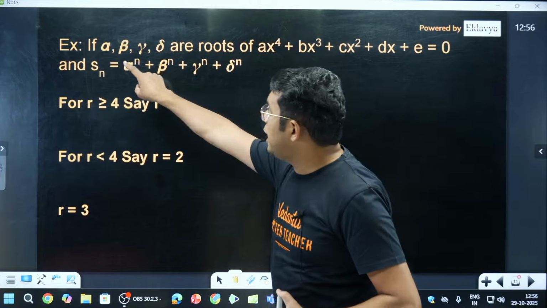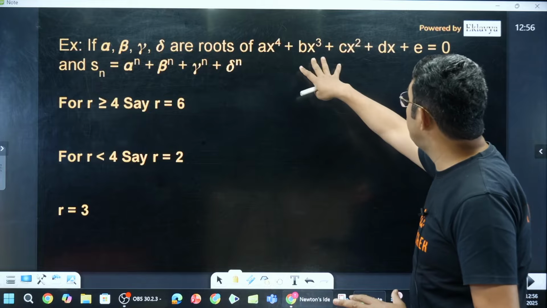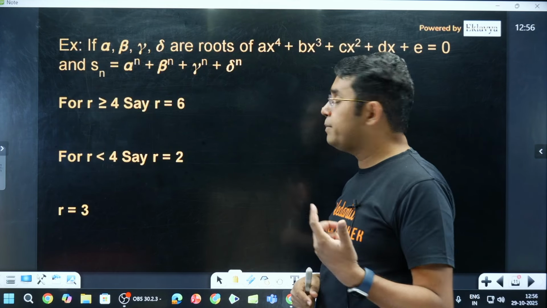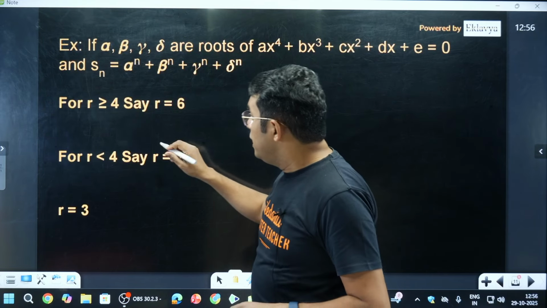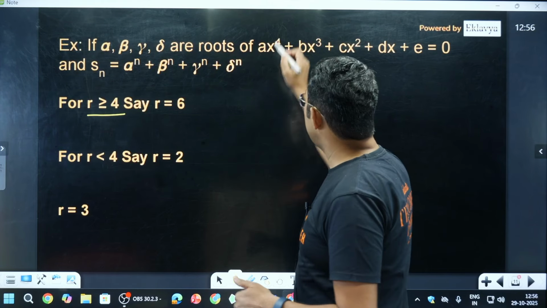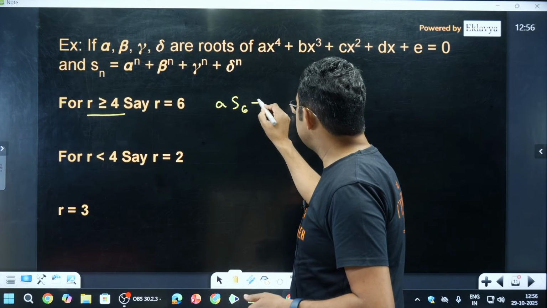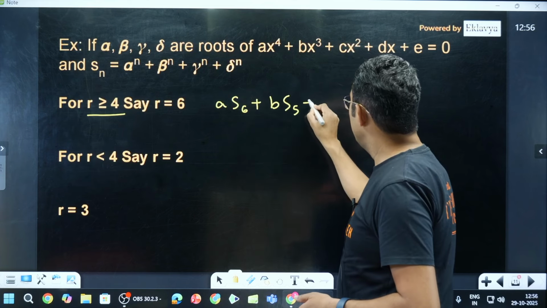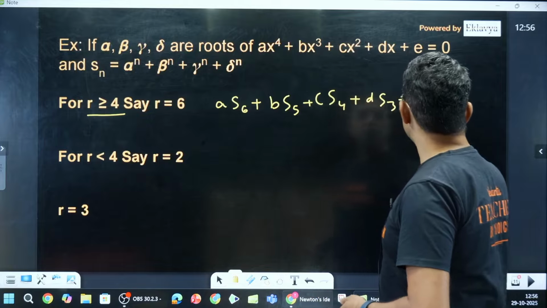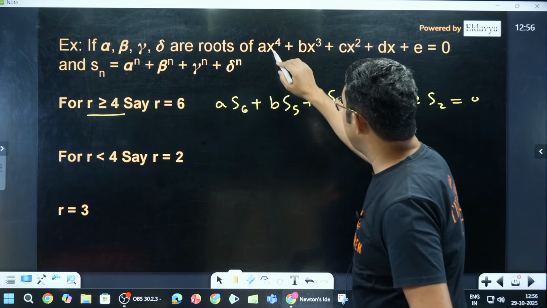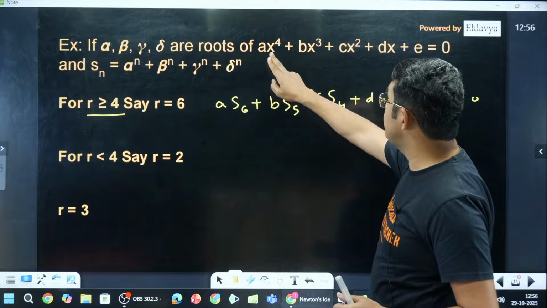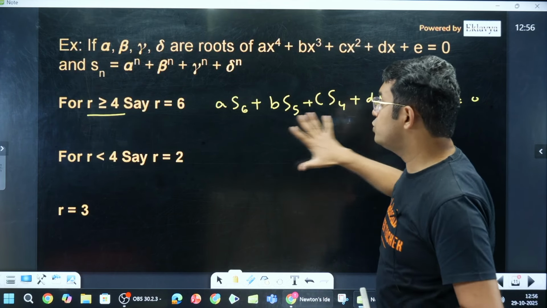Please see, suppose alpha, beta, gamma, delta are the roots of a biquadratic, and S_n we have defined as alpha^n plus beta^n plus gamma^n plus delta^n. Now first of all, let's say R greater than 4, let's say R is equal to 6. I think it is direct. It should be A S6 plus B S5 plus C S4 plus D S3 plus E S2 equal to 0. Every time you are decreasing your degree by 1: 6, then 5, 4, 3, 2. Here the degree was decreasing 4 to 3, then 2, then 1, then 0. So here also we are doing the same thing.